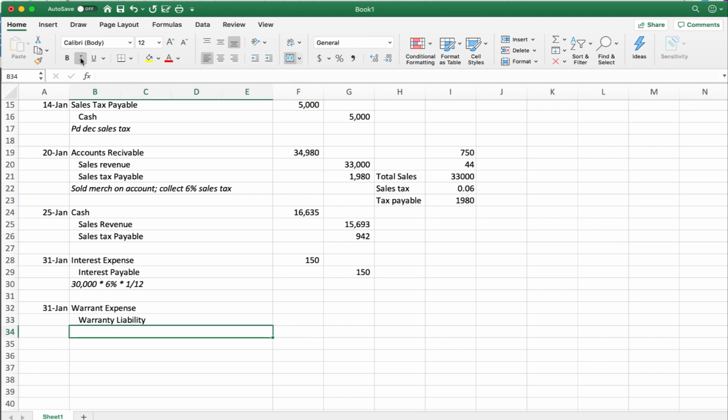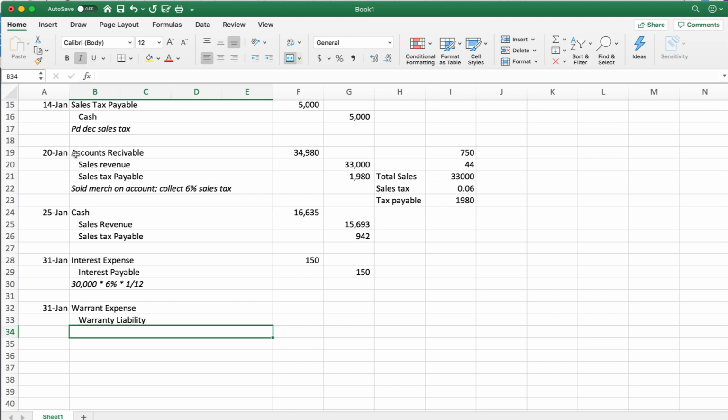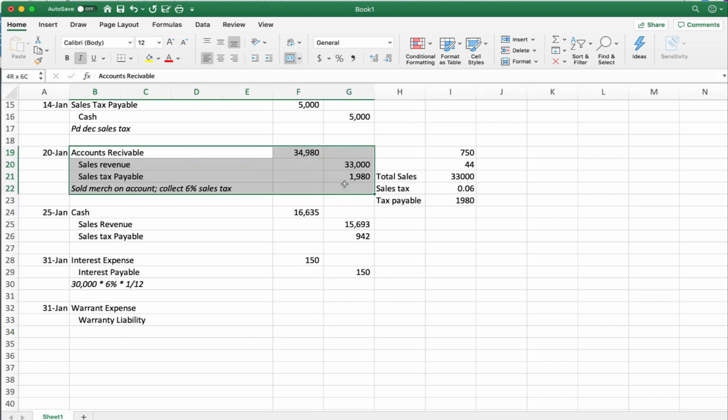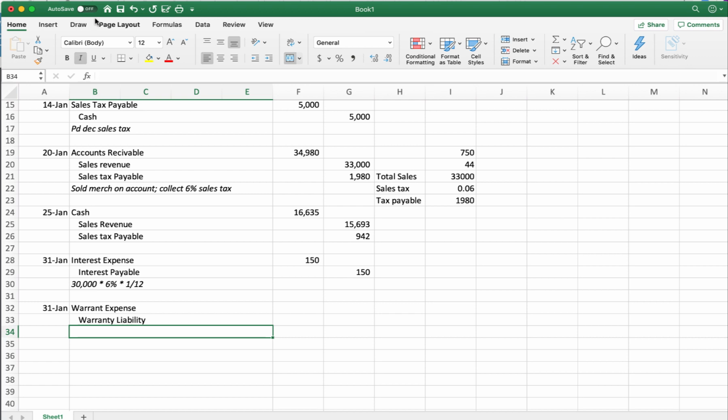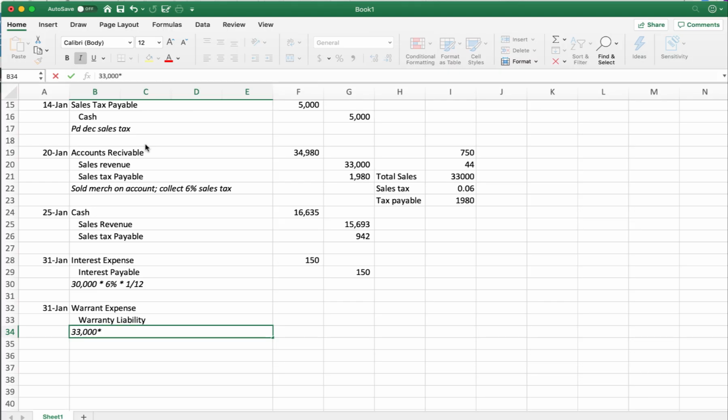Well, that's easy because they gave us more information. We know that when we sold this, and let's go back and look at it, on the 20th we sold 750 units at 44 bucks a pop. This is the journal entry we did to recognize that sale. So the sales revenue is $33,000. So I'm going to come down here and say 33,000 times that expected warranty cost, which is 5% of the sales. Okay, 33,000 times 5%.